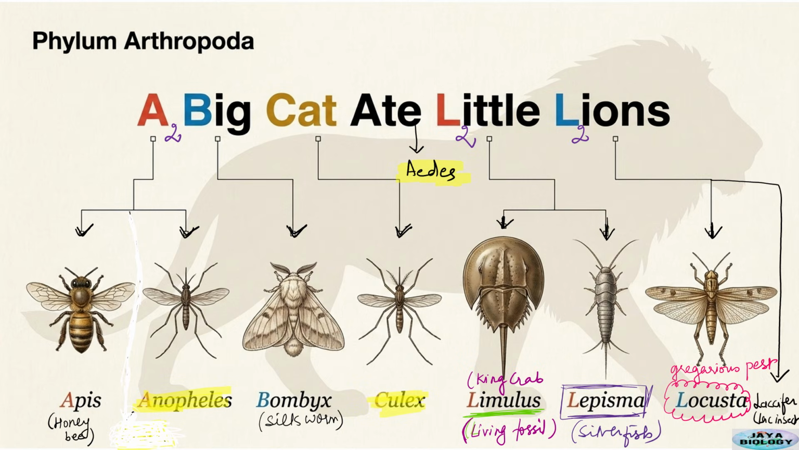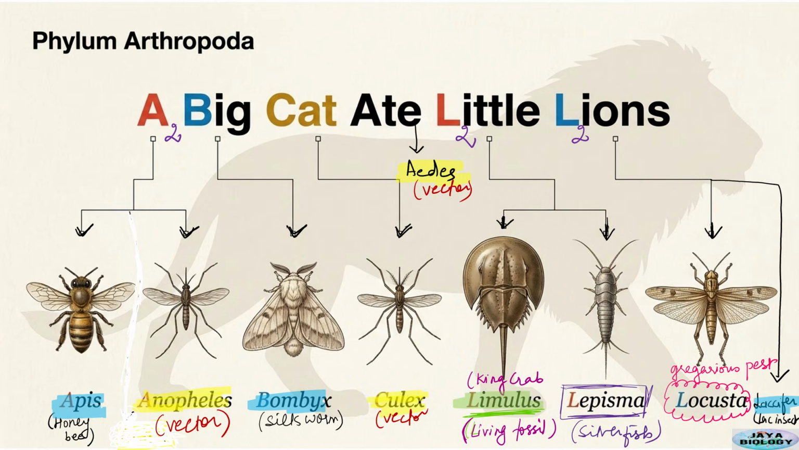Now, I have highlighted with the yellow color the ones which are vectors: Anopheles, Culex, and Aedes. Anopheles for malaria, Culex for elephantiasis, and Aedes for dengue and chikungunya. You will be studying all these terms in your 12th class human health and disease chapter. Then the ones highlighted in blue color, Apis, honeybee, Bombyx, silkworm, and Laccifer, lac insect, are economically important insects.